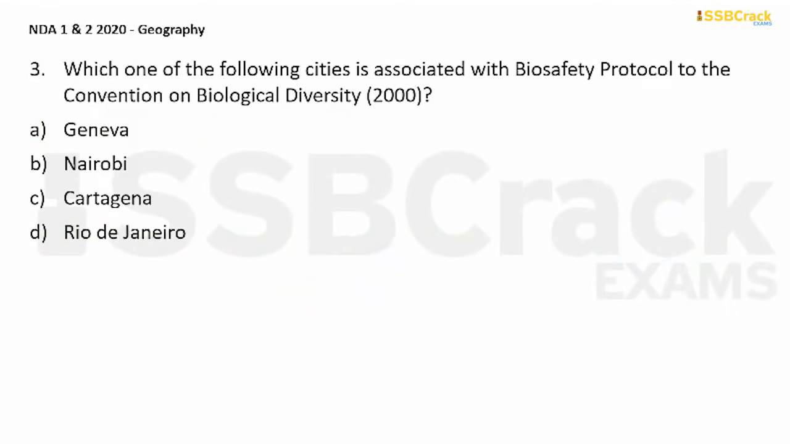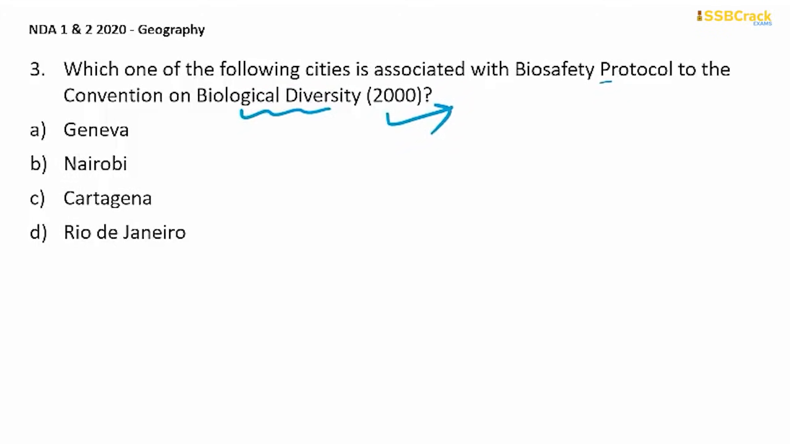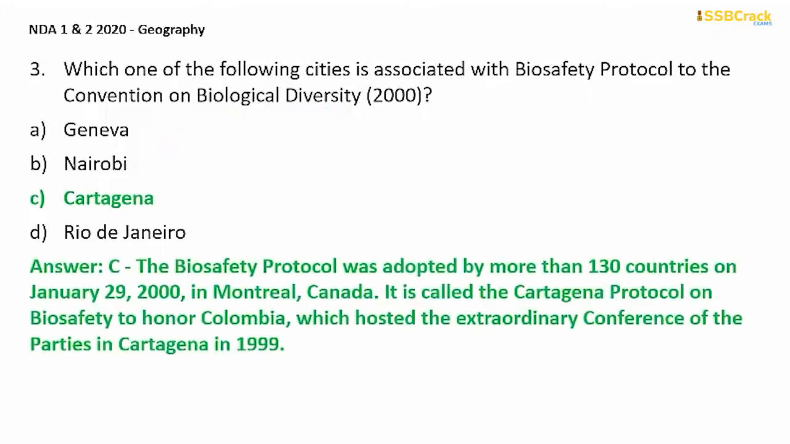Moving on to our next question. Which one of the following cities is associated with Biosafety Protocol to the Convention on Biological Diversity, which was signed in 2000? Now, you have options as Geneva, Nairobi, Cartagena, and Rio de Janeiro. The correct answer will be C, Cartagena. Now, why is it the correct answer? It was basically based upon the adoption of the biosafety protocol. This was adopted by more than 130 countries back then in the year 2000 on January 29. And that happened in Montreal, which is present in Canada.